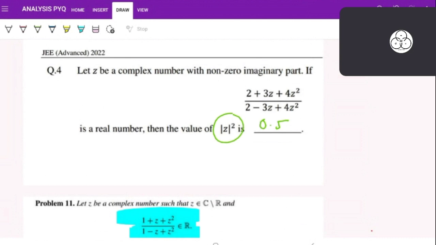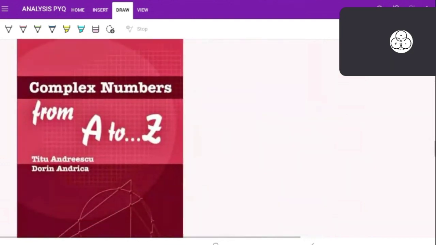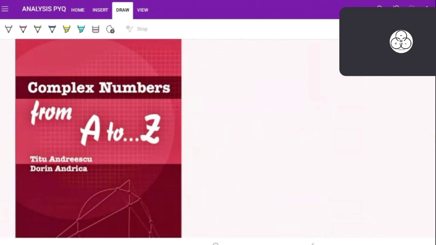Now what's the source of this problem? What's the name of the book? Let us go to our original discussion. See, this is the book, Complex Numbers from A to Z, written by Titu Andreescu and Dorin Andrica. Just Google about Titu Andreescu. You will get to know a lot of things about him, how he is enriching the mathematical Olympiad community in his country, America, and has had a serious impact in all types of countries as well.